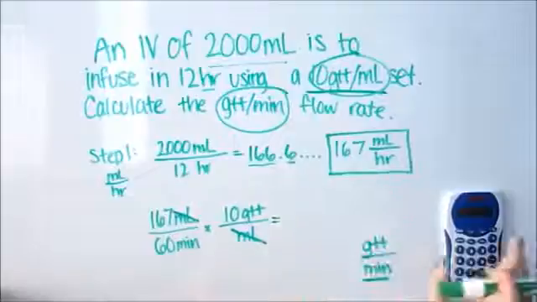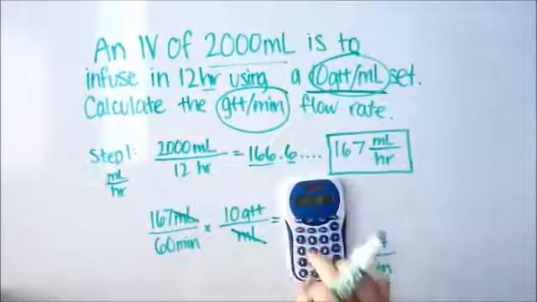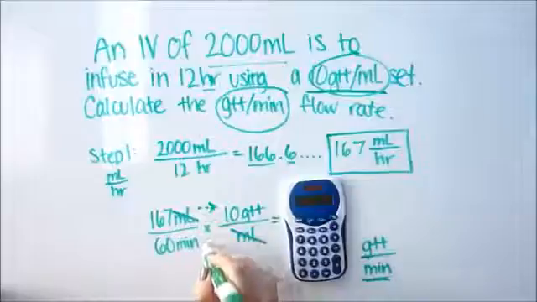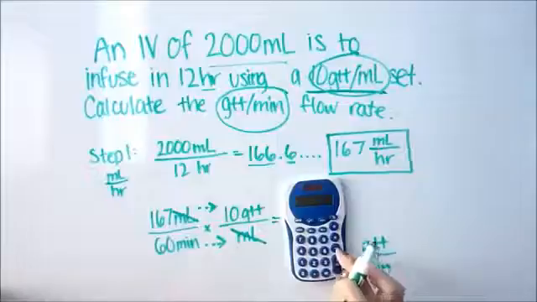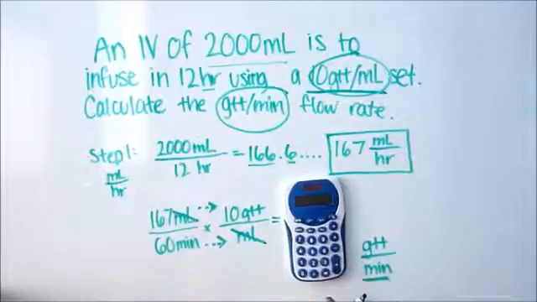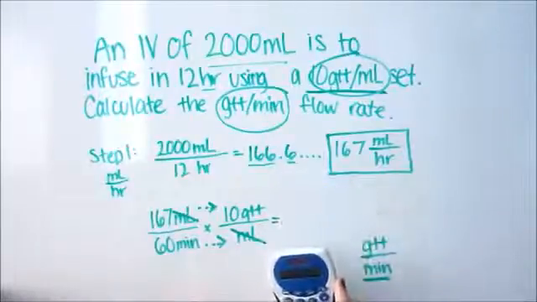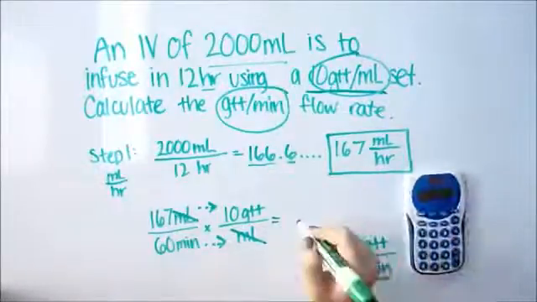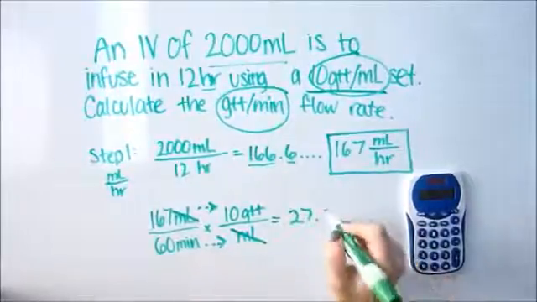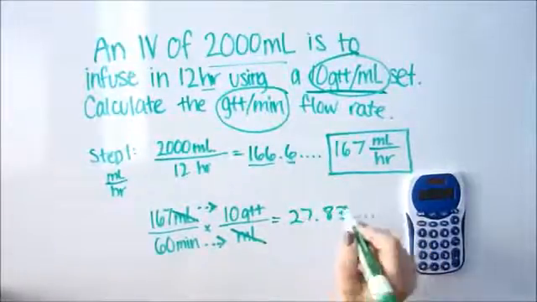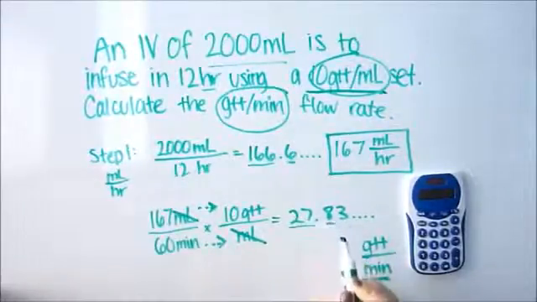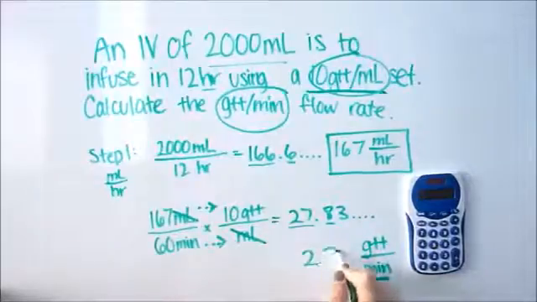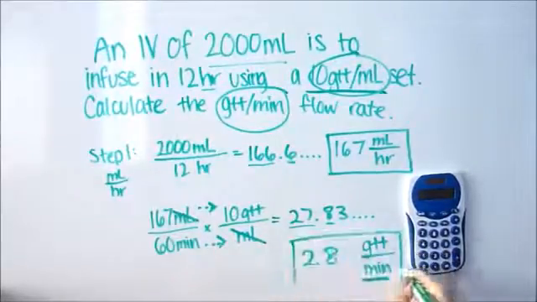We take our calculator and multiply straight across, and then divide. So 167 times 10 divided by 60 gives you 27.8333, which keeps going on. Again, we round to the nearest whole number, and because 8 is greater than 5, it's going to be 28 drops per minute.